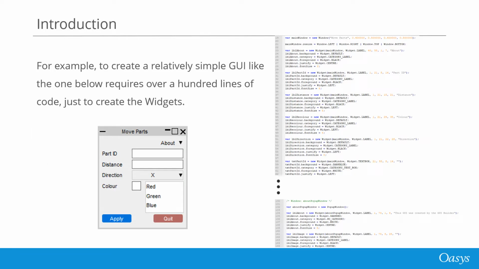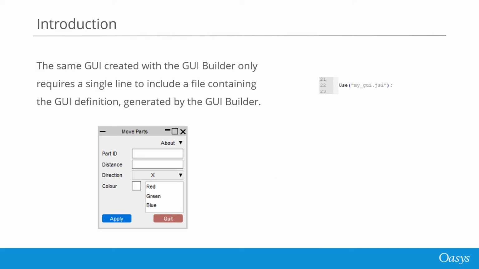For example, to create a relatively simple GUI like the one shown requires over 100 lines of code just to create the widgets. The same GUI created with the GUI builder only requires a single line to include a file containing the GUI definition generated from the GUI builder. I'll now go into a demo to show how the GUI builder is used.